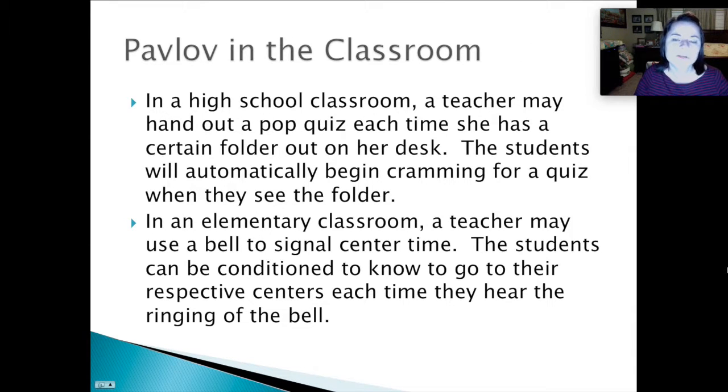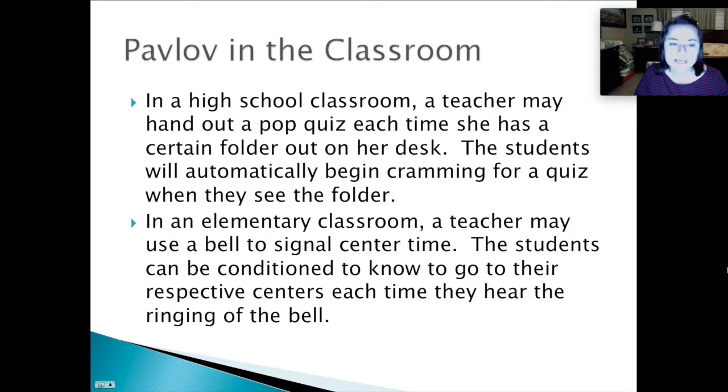The way that this could be used in a classroom is if you had, for instance, a high school classroom and a teacher who has a particular folder that they bring in or have sitting out every time they introduce a quiz to the class. All of a sudden the class is going to start knowing to look for that folder. When they see that folder, they may start cramming for a pop quiz because they have realized that the folder relates to a quiz.